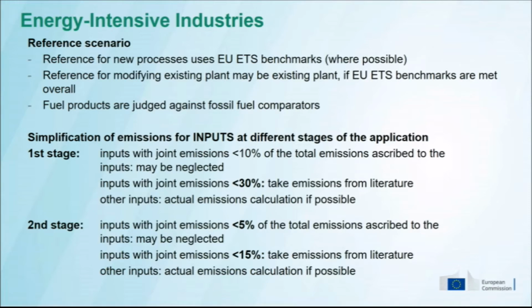Inputs with joint emissions which are less than 10% of the total emissions ascribed to the inputs may be neglected. For inputs with joint emissions less than 30%, you can take the emissions from literature. For other inputs, we look at actual emissions calculations if possible. If there's a difficulty, you can notify us of that and give a justification. But these are the rules that we've set out. For the second stage, it's a similar approach with slightly different percentages. Next slide, please.